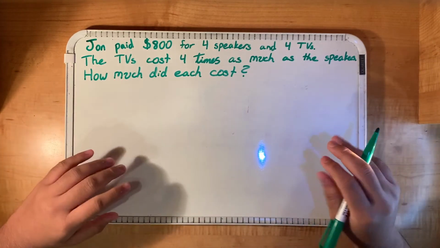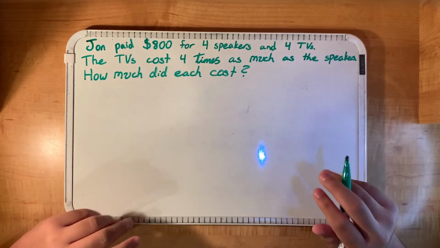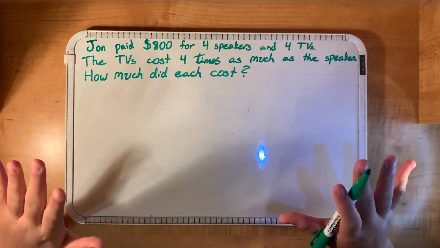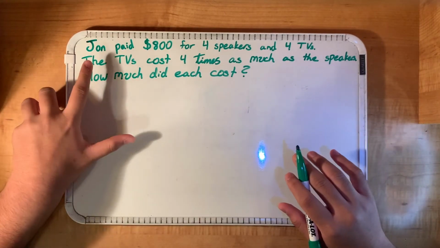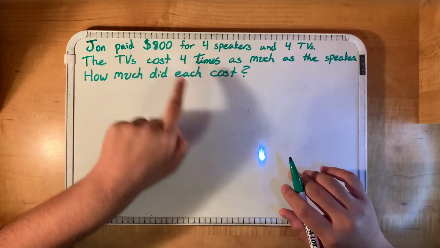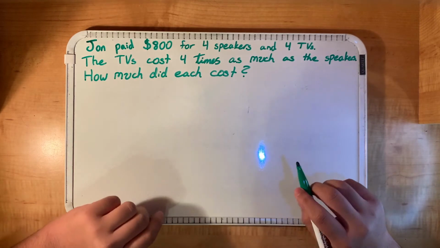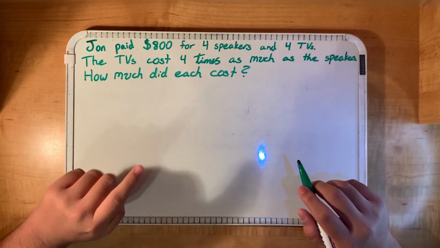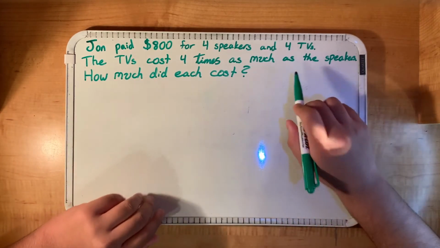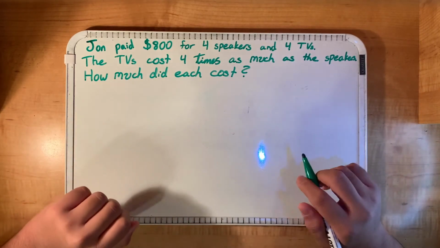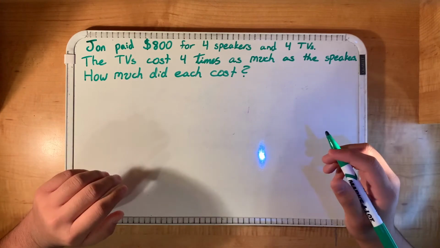Hi and welcome back, guys. So today we have a vertical multiplication and division word problem. It basically says John paid $800 for 4 speakers and 4 TVs. The TVs cost 4 times as much as the speakers. How much did each cost? That was a lot of words to read.